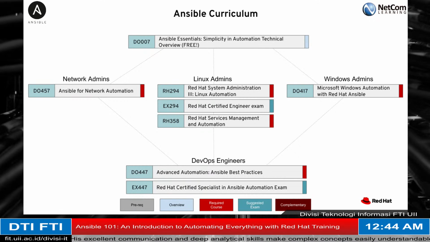So, really depending on what you are automating, that path is really going to be, if you're a network administrator, that DO457 course into our DO447 course, straight down the middle for Linux administrators, and obviously Windows admins will start there on the right and go down to that Ansible Tower course.